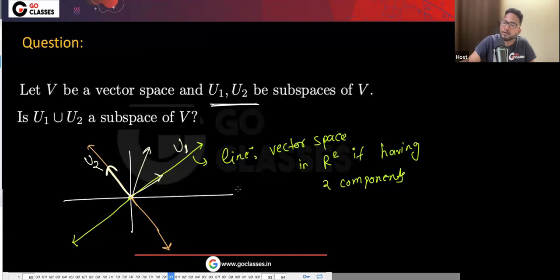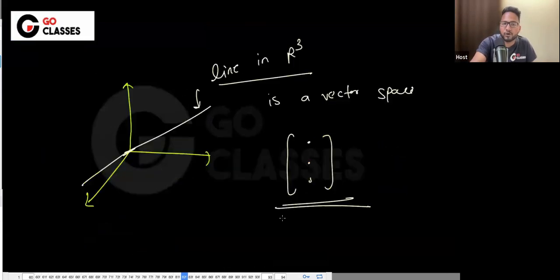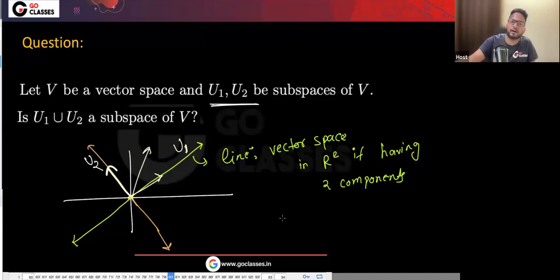Getting my point? So basically, if you have u1 and u2, which are subspaces, then the union may not be a subspace or a vector space. So if we have two vector spaces, then the union need not be a vector space. So the answer is false. I mean, that is not true. The answer is no.